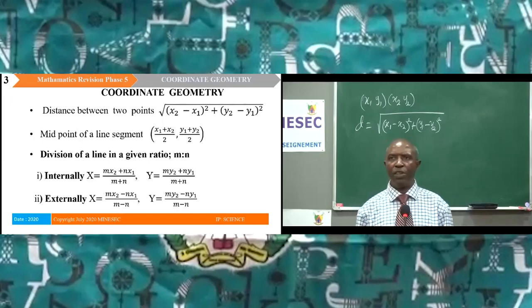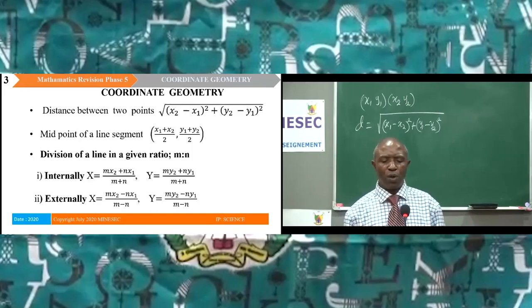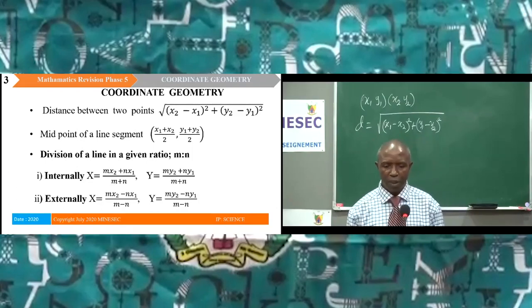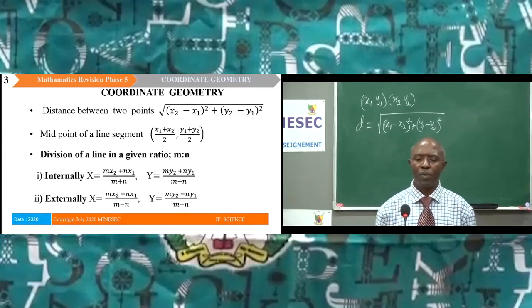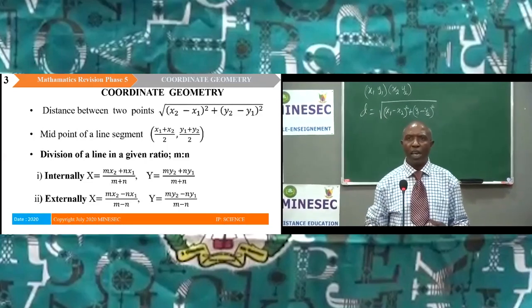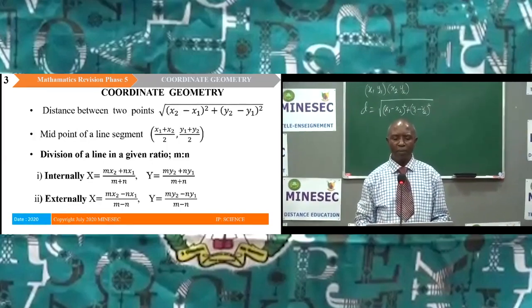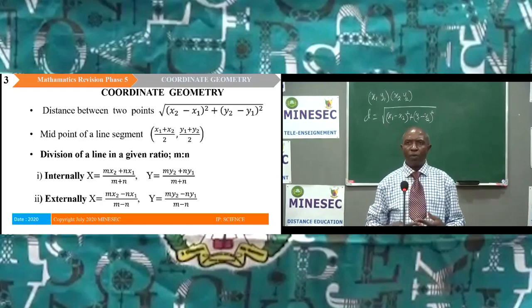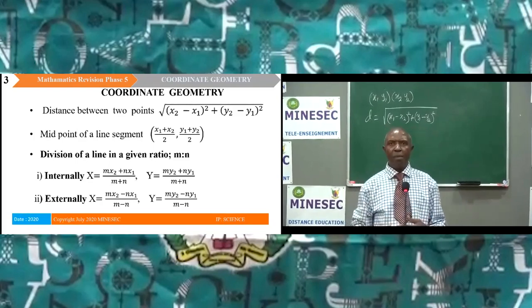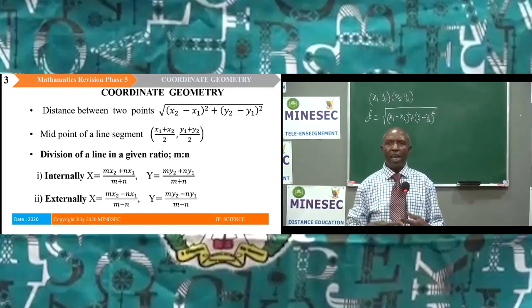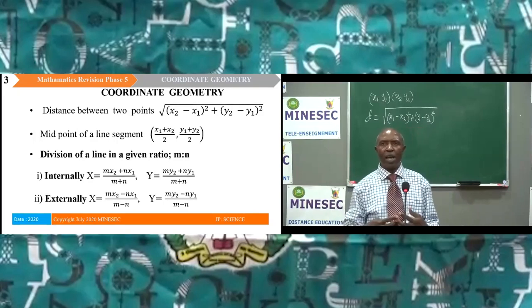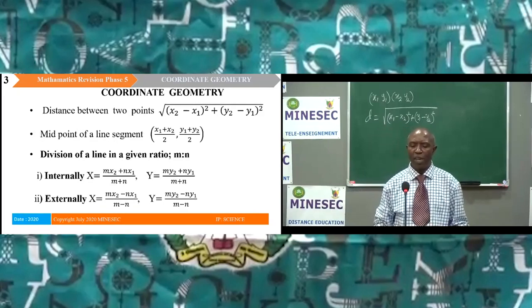Division of a line in a given ratio. For internal division, to get the x value, we have (m times x2 plus n times x1) divided by (m plus n). And for the y value, we have (m times y2 plus n times y1) divided by (m plus n). If the division is external, the x coordinate is (m times x2 minus n times x1) divided by (m minus n). And the y coordinate will be (m y2 minus n y1) divided by (m minus n).